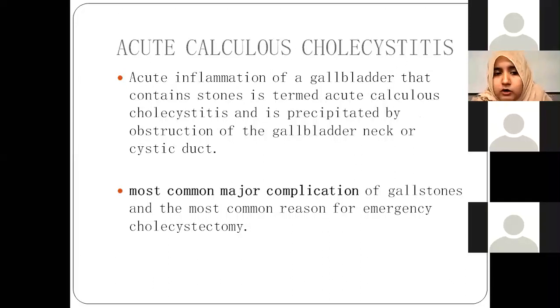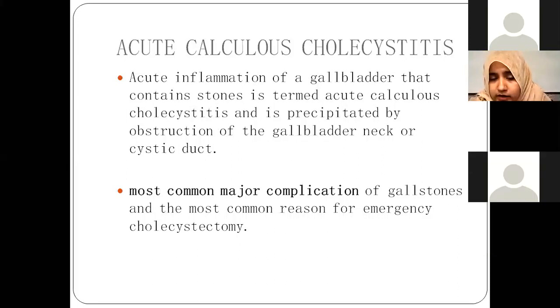So what about acute calculous cholecystitis? It is acute inflammation of a gallbladder that contains a stone. Now we will categorize it. Is the cholecystitis, which is acute in nature, due to the gallstones in it or because of some other pathology? So we will categorize as acute calculous and acute acalculous. So when there is a gallstone in it, what happens?